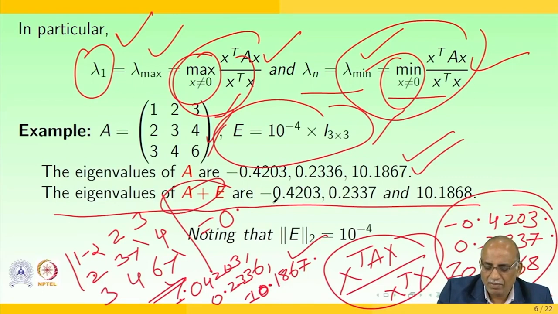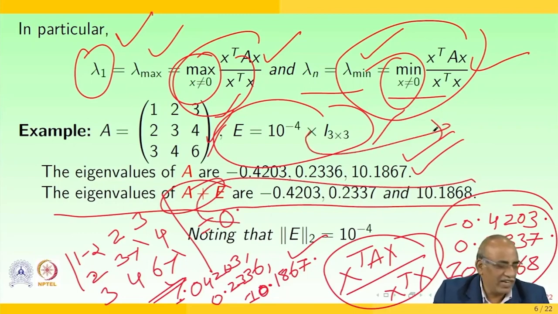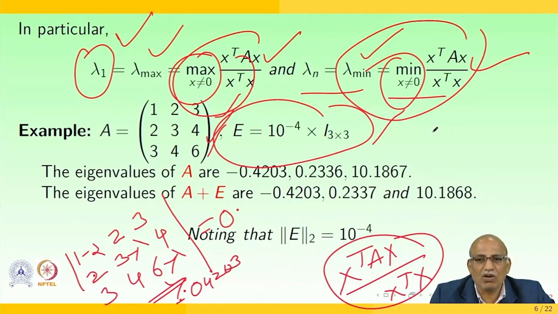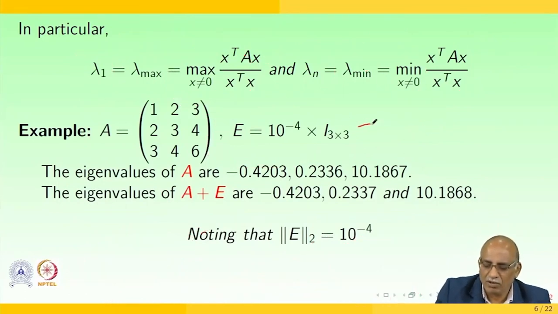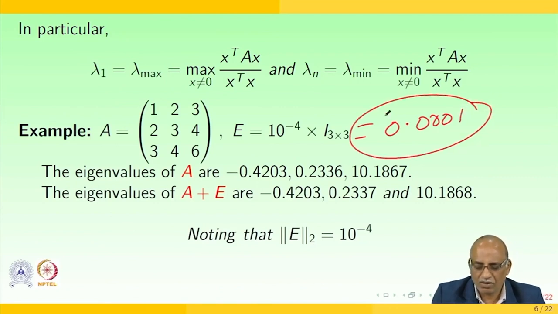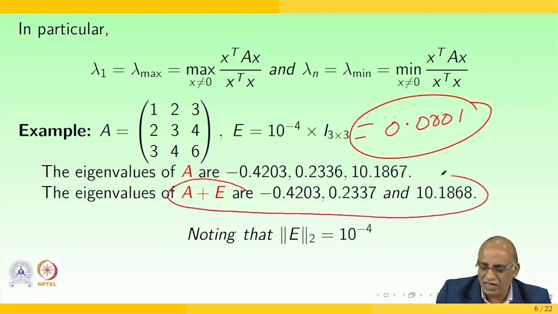are minus 0.4203, 0.2337, 10.1868. So it is slightly different, because the value of E is a very, very small value. This is 10 power minus 4, that means 0.0001. So with this small value, the eigenvalues with the addition of this error would turn out to be this.